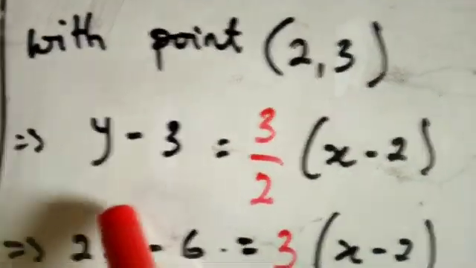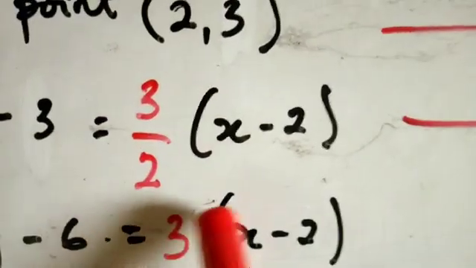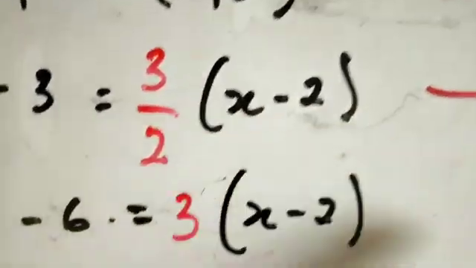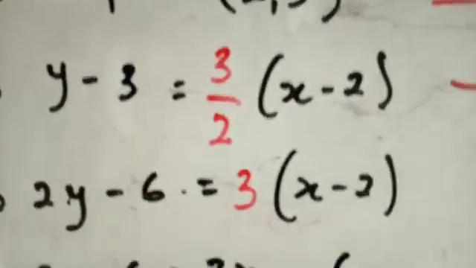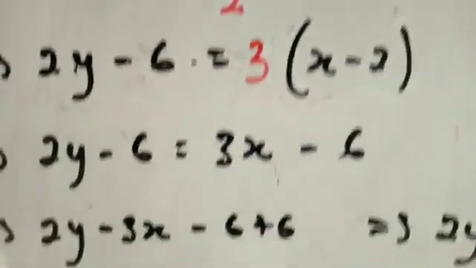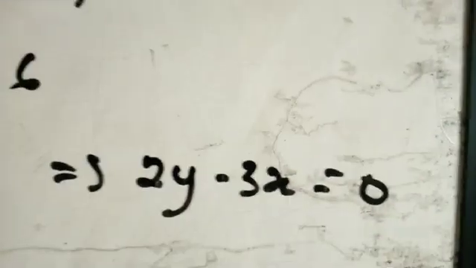You go to y minus 3 is equal to 3 over 2 here, x minus 2. So do your thing, right? Just do the thing. Use these two to multiply, and then you arrange everything perfectly to arrive at 2y minus x equal to 0, right?